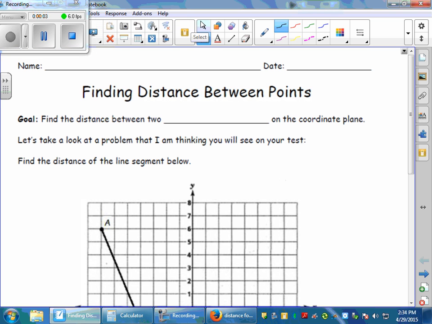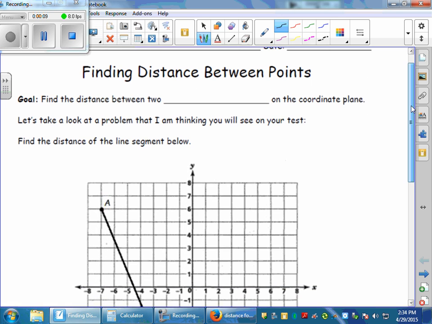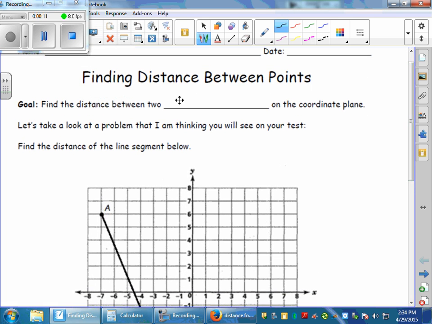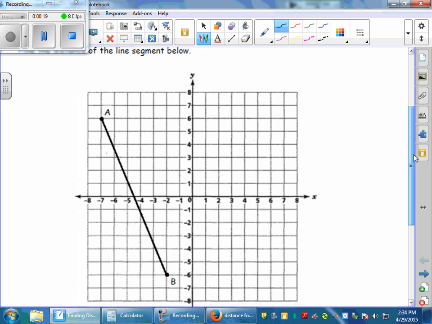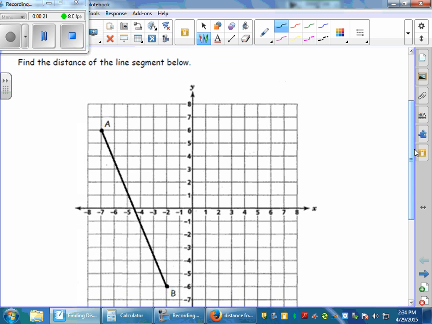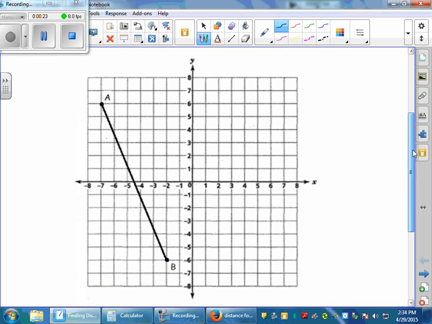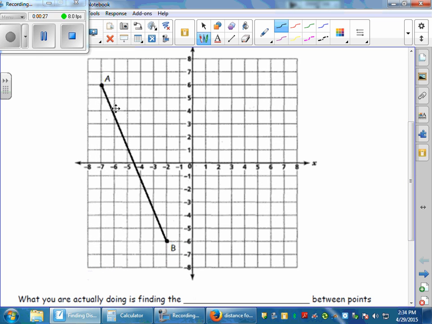Alright guys, so here are my notes on finding distance between points. Our goal today, after you leave here, is that you're going to be able to find the distance between two points or coordinates on the coordinate plane. The type of problem you're going to see on your test, especially your iReady test, is one like this one below, where it says find the distance of this line segment below. So A to B, and it wants us to find how far it is from here to here.